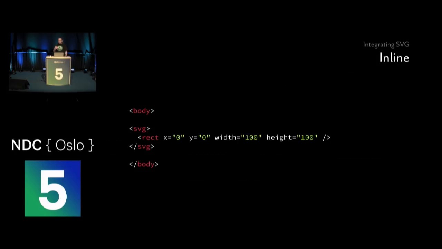So to get started, this is inline. It is another bit of markup. SVG is a perfectly valid HTML tag, so stick it directly in your HTML. In this case, we're creating a rectangle that belongs at x coordinate 0, y coordinate 0. It's 100 pixels wide and 100 pixels tall. And now we have some SVG in our application. Fairly simple to get started with this.